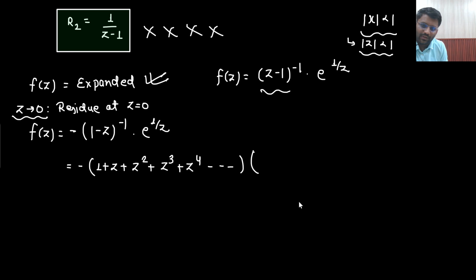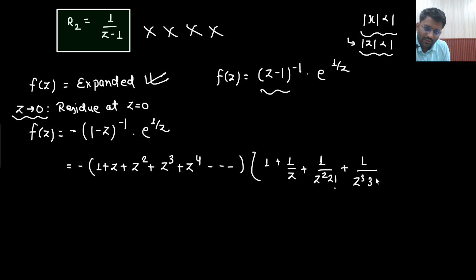What is the expansion of e to the power 1 by z? That would be 1 plus 1 by z plus 1 by z square 2 factorial plus 1 by z cube 3 factorial and so on. Now, what you need to find out? You need to find out 1 by z. When will I be getting 1 by z?